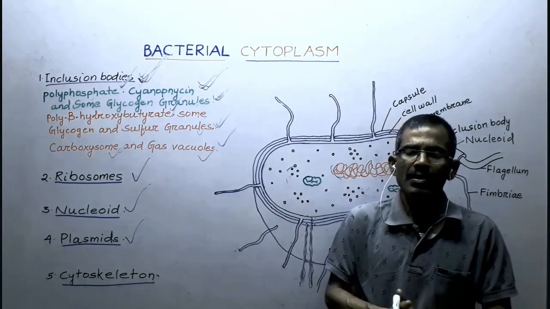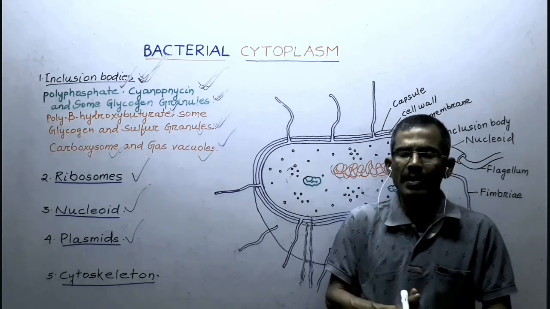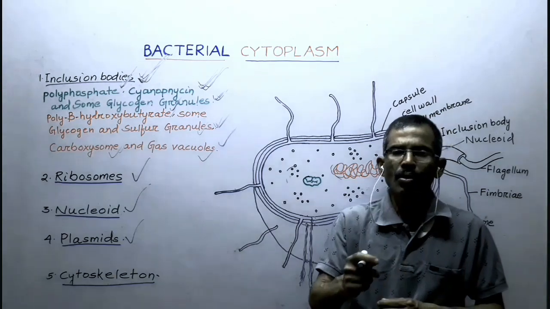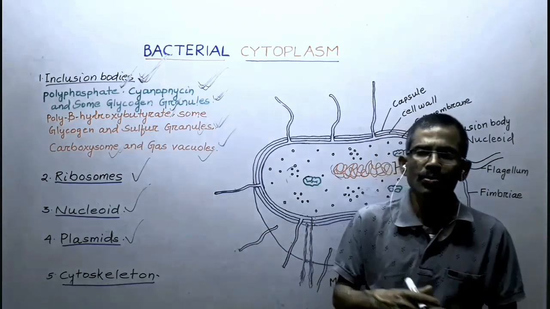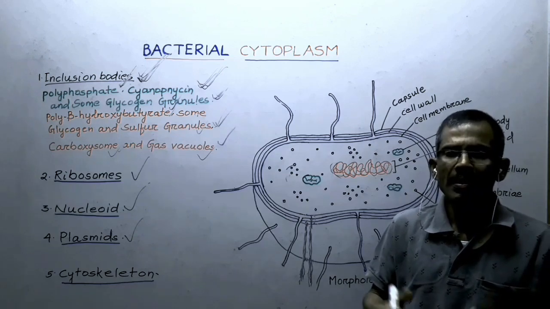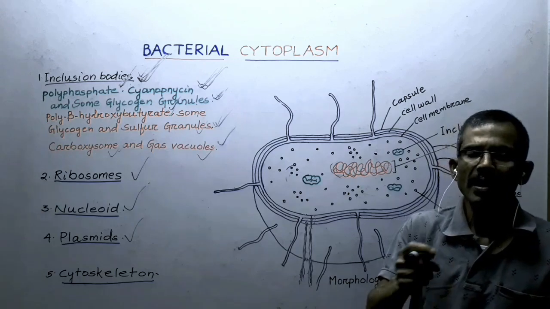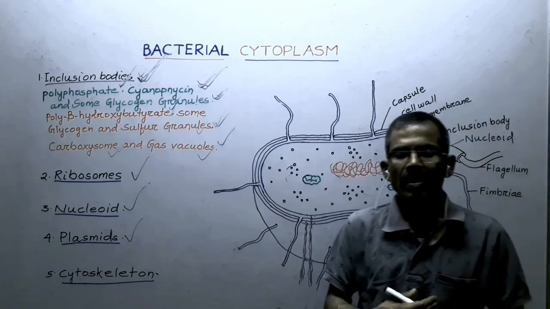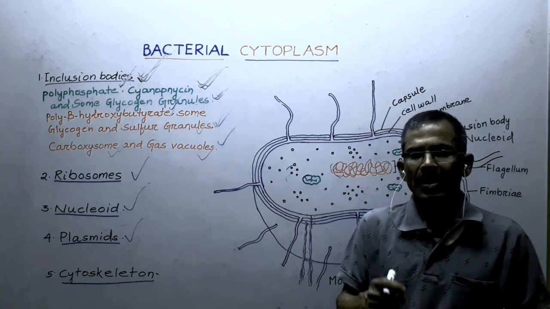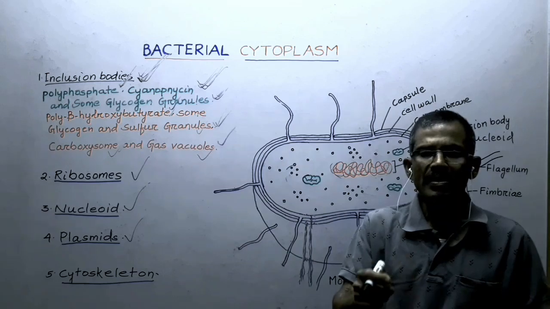Cyanobacteria and other carbon dioxide fixing bacteria contain another type of organic inclusion body known as carboxysomes, which are polyhedral. This granule contains the enzyme ribulose 1,5-bisphosphate carboxylase oxygenase, which is also known as Rubisco. This enzyme is critical for carbon dioxide fixation.